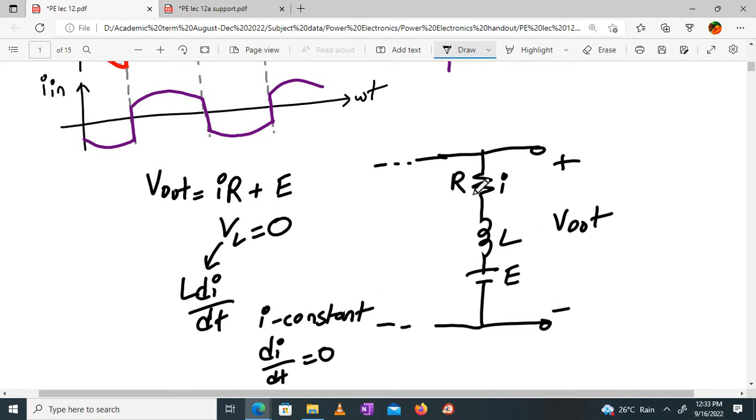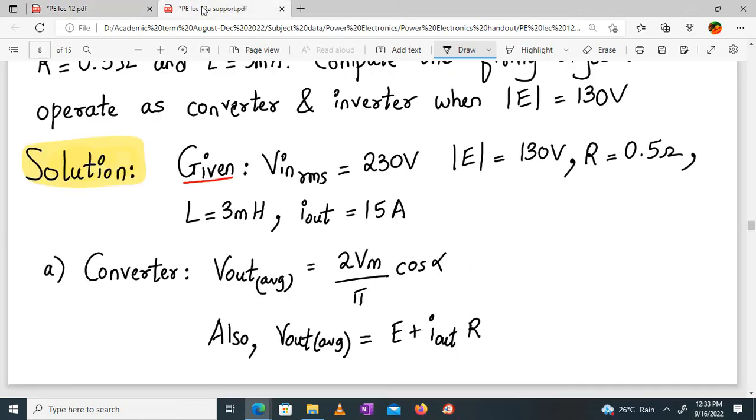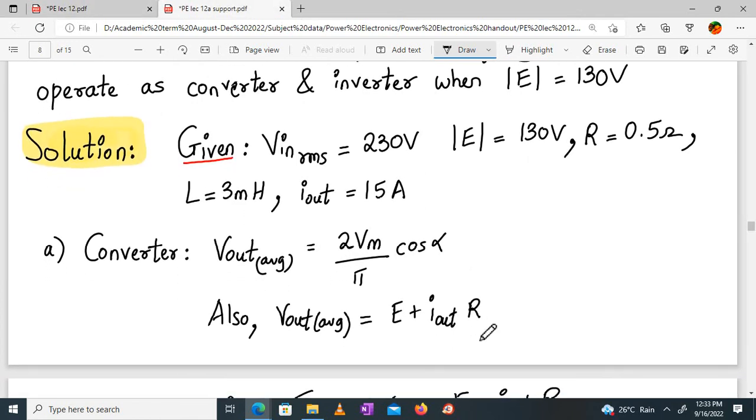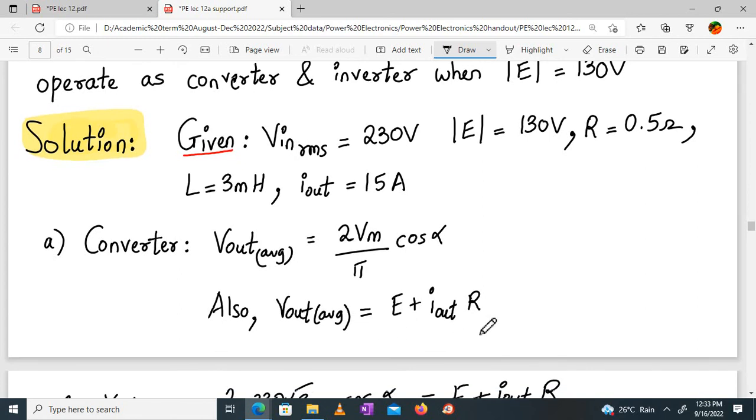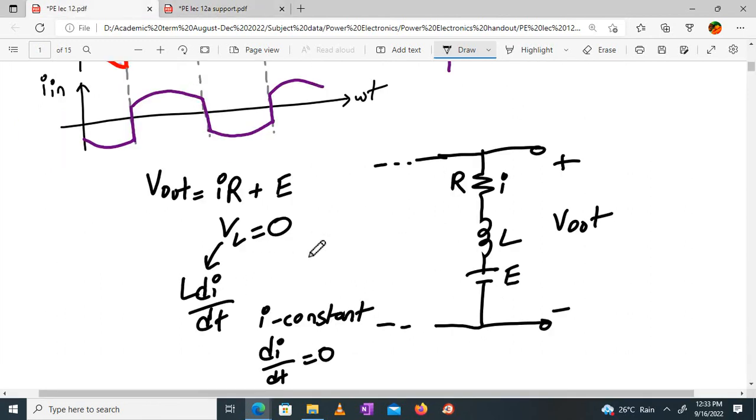Any doubts? That's why we have this formula. I out into R plus E. Correct? लिखो. ये formula we have derived 2 Vm upon pi cos alpha, but this formula we got it from the circuit. ये RLE लोड ही है. I hope you are not confused कि L किधर गया. Almost constant ना, so that's why VL is 0.